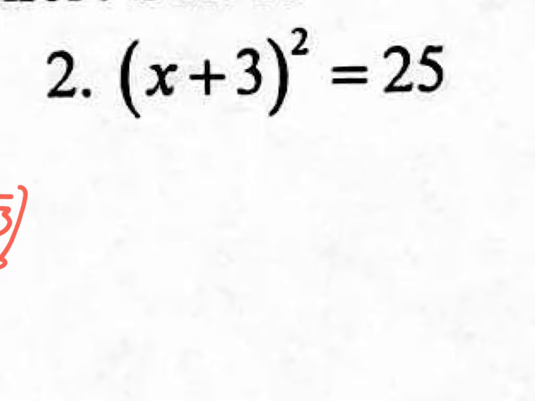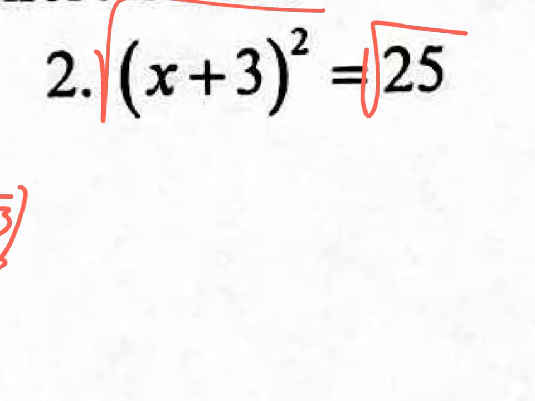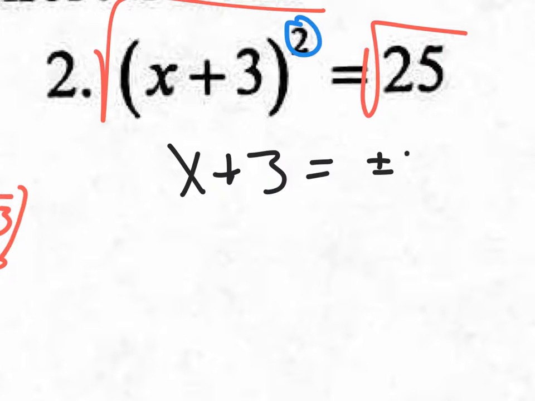How do I get rid of something? Doing the opposite. And what is the opposite of square? Square root. So we're going to square root and square root. And of course, remember, when you square root, you have to put a plus or minus in front of your answer. So the square root and the square, they end up eliminating themselves, and all you have left is the x plus 3. No more square. You don't even need the parentheses anymore. But on the right side, you now have a plus or minus 5.